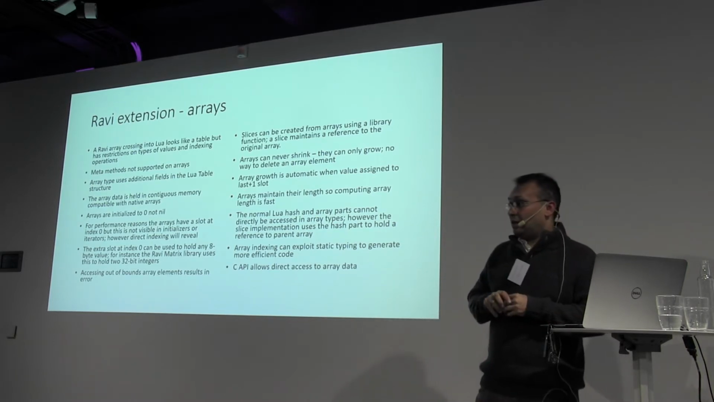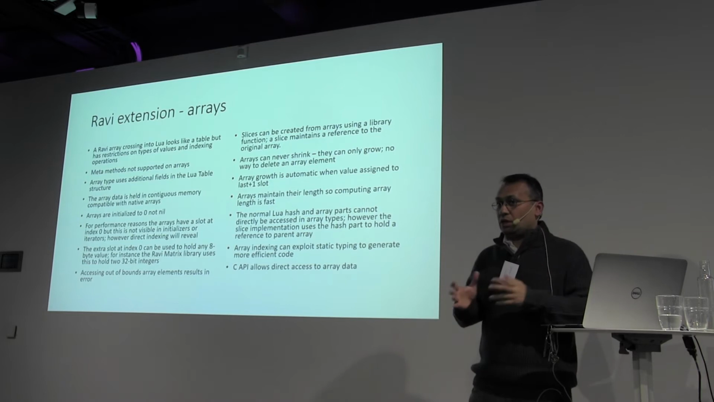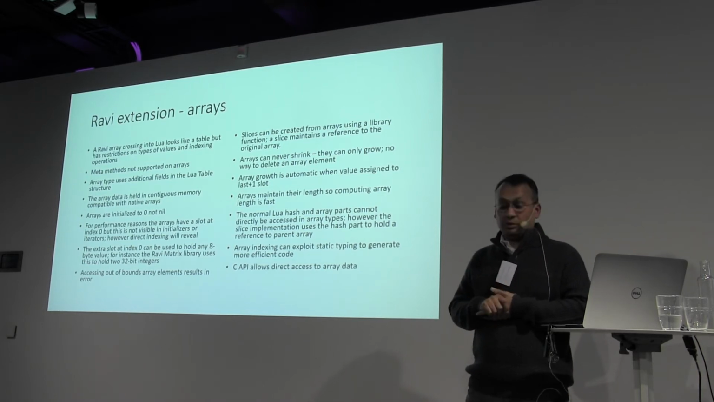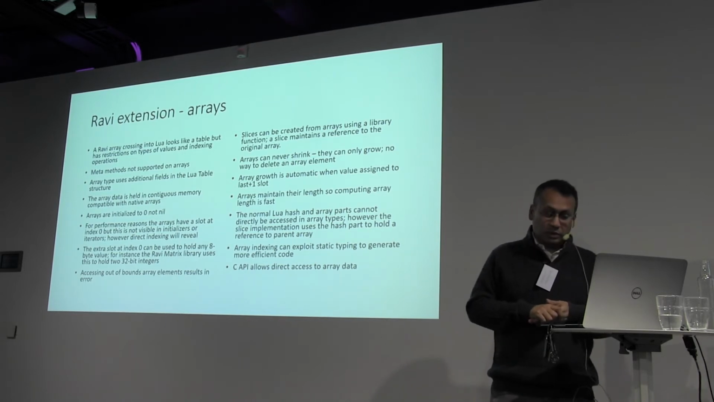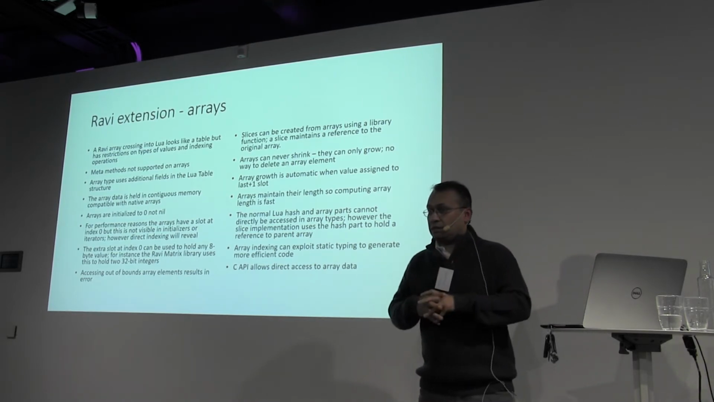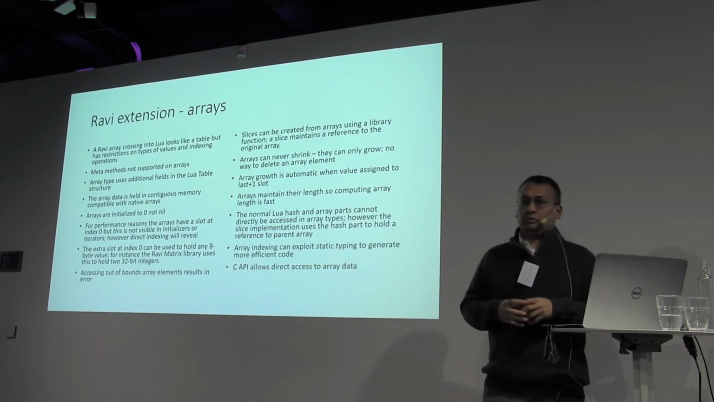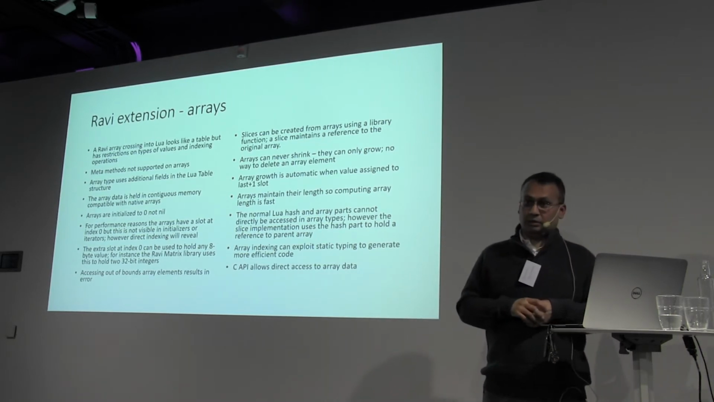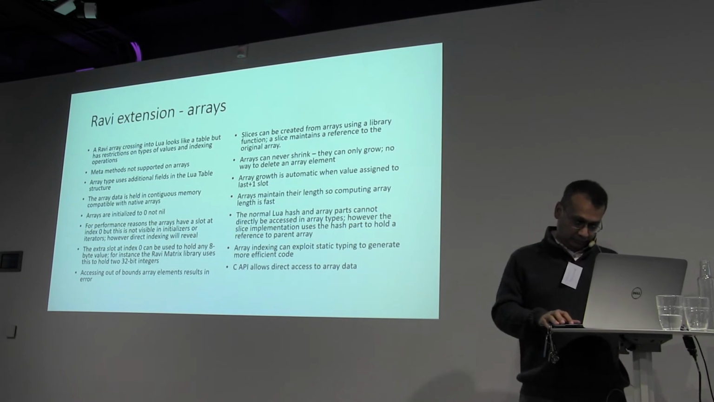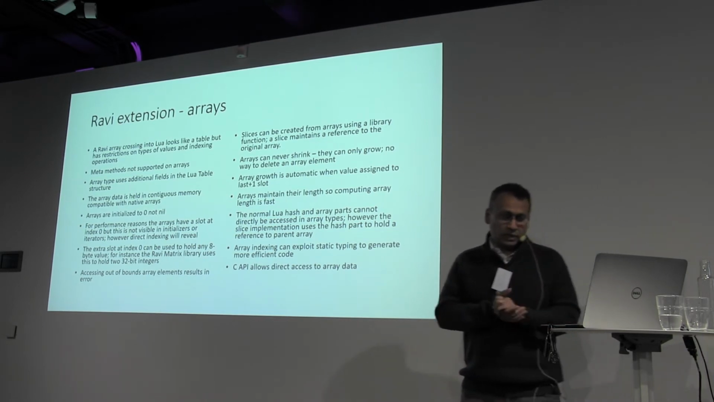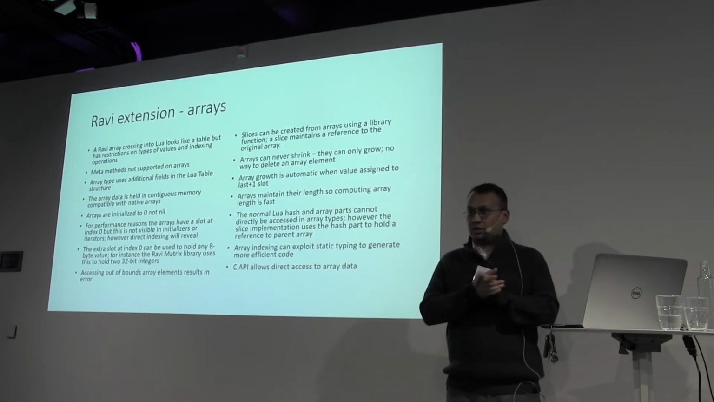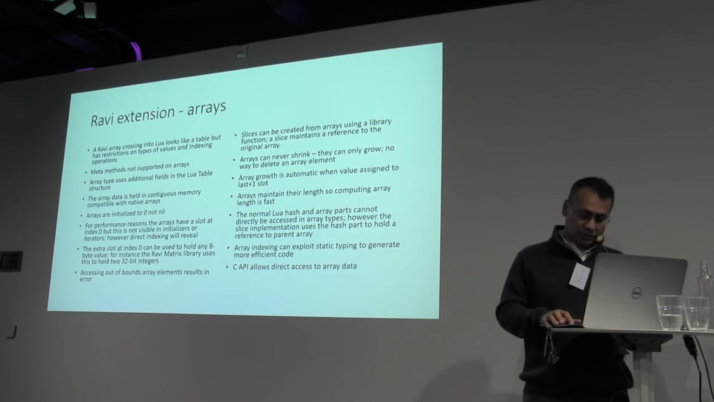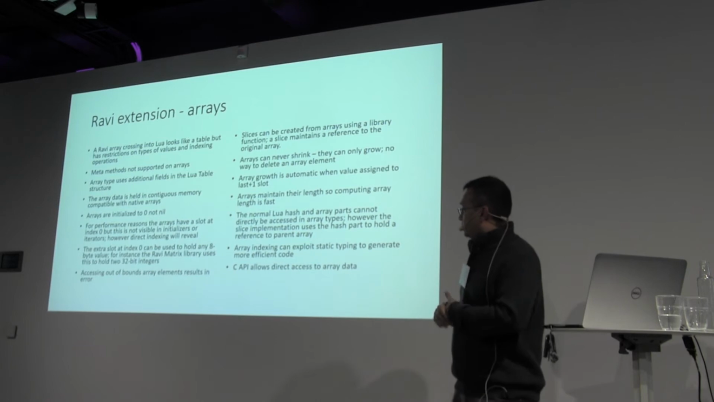The arrays maintain their length, so we don't have the counting issue that we have with standard Lua tables. So we know the length. The normal Lua hash and array parts are still there, but they are not available to programs generally. And obviously having these types means that the compiler can optimize code for array access, which I'll show in a minute. And the C API allows direct access to the array data.